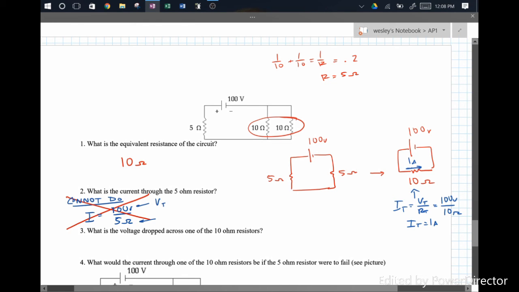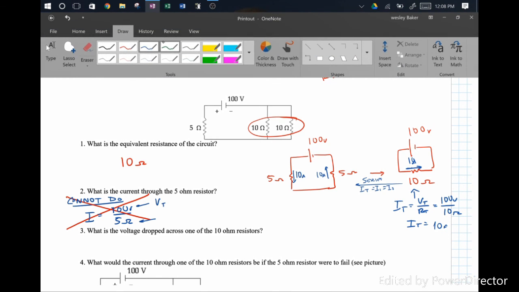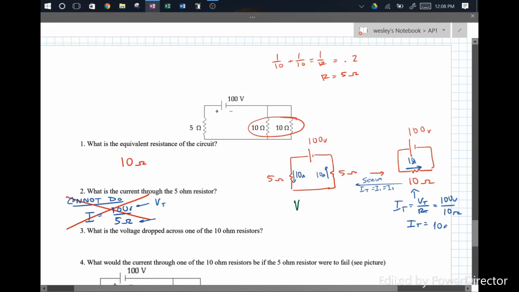So I have 10 amps moving through that 10 ohm resistor. That's a combination of things in series. And in series, the total current is equal to current 1 is equal to current 2. So that means I have 10 amps through that, 10 amps through that, 10 amps through each one of my 5 ohm resistors. In order to figure out the rest of what's going on in this circuit, voltage is current times resistance, so 5 ohms times 10 amps gives me 50 volts for each one of those.